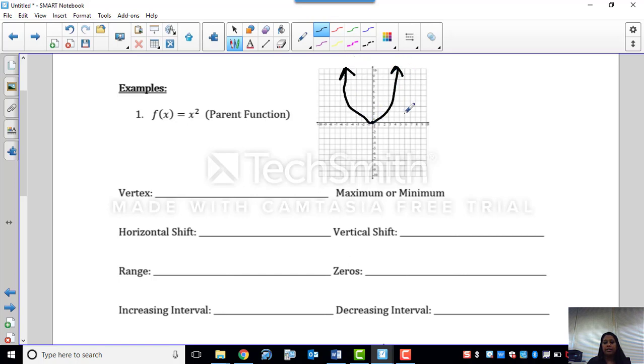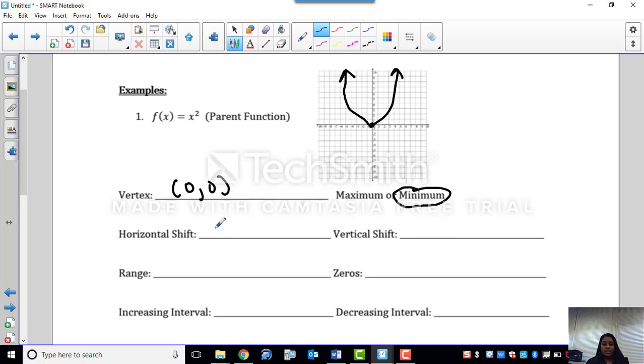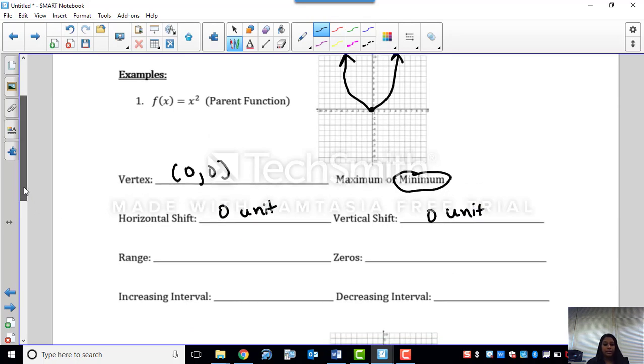Depending on what your a, h, and k are, that changes the parent function. From this parabola, depending on a, h, and k, we change how the parabola looks. If you notice, the vertex is right here at (0, 0), and this has a minimum because it's at the bottom. The horizontal shift is 0 units. It's not moving anywhere. The vertical shift is 0 units. It's not going up or down. It's just staying put at 0.